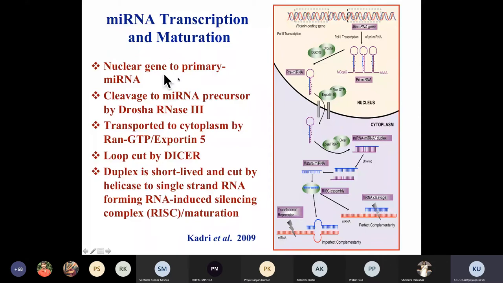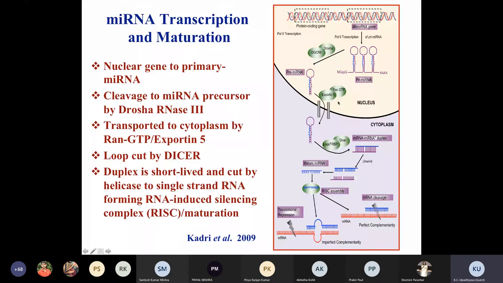MicroRNA, and you have siRNA. MicroRNA, basically, there are genes present there, and these genes are processed by Drosha, an RNase III, and then, of course, exported, and then the loop is cut by Dicer, another RNase enzyme, and then it makes a RISC, that is the RNA-induced silencing complex in the cytoplasm.